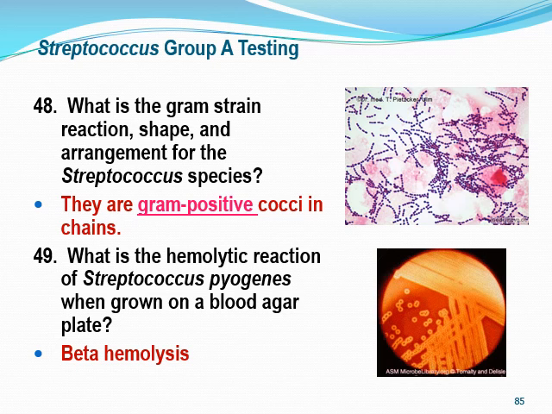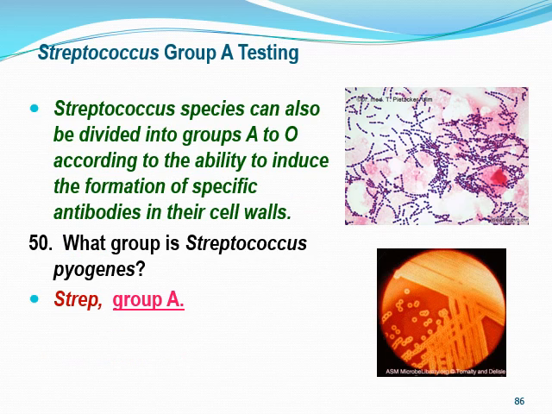So these are the tools that we use as healthcare professionals to be able to diagnose our patient, right? So we stain this, we look down under the microscope, we see these gram-positive cocci in chains. Then, what is the hemolytic reaction of the Streptococcus pyogenes when grown on a blood agar plate? We see the beta hemolysis. So then we can also identify other species that are divided into those groups we talked about, right? So strep group A, that's Streptococcus pyogenes, which we see a lot.